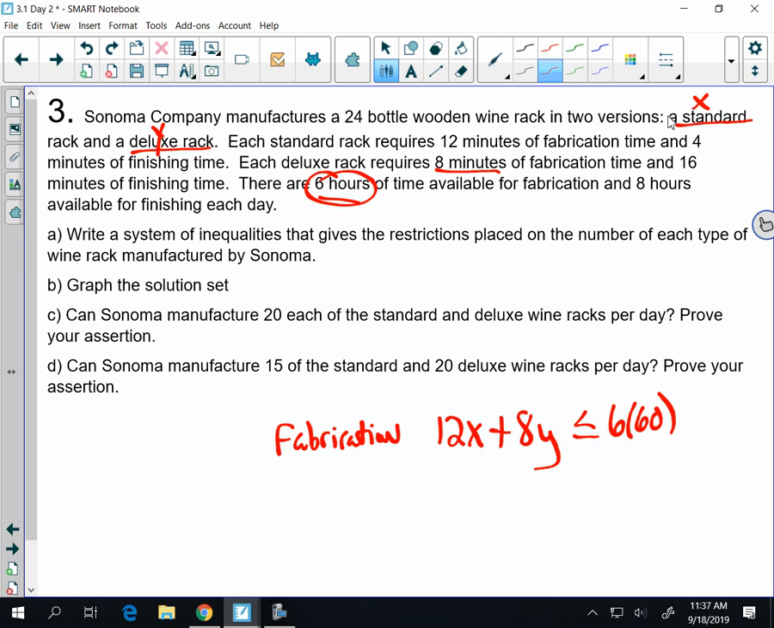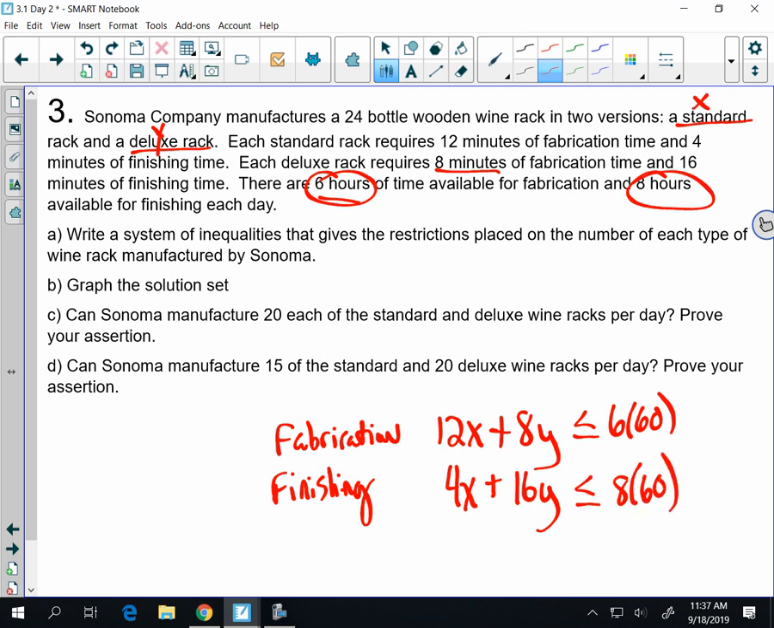And for finishing time, 4 minutes for the standard one and 16 minutes for the deluxe one. We have 8 hours, right? So again, I think it should be less than or equal to. So that's definitely a system.